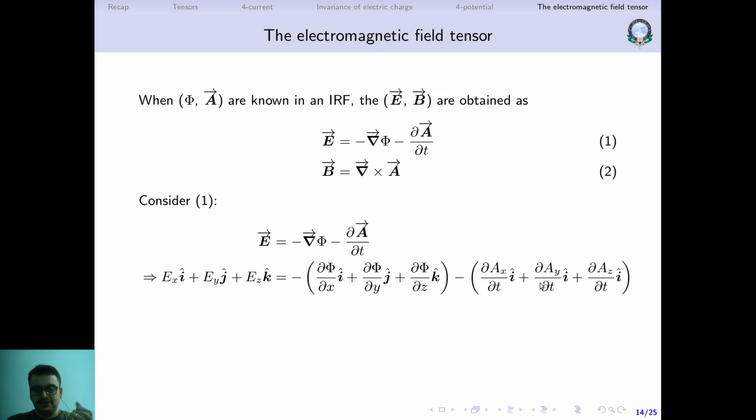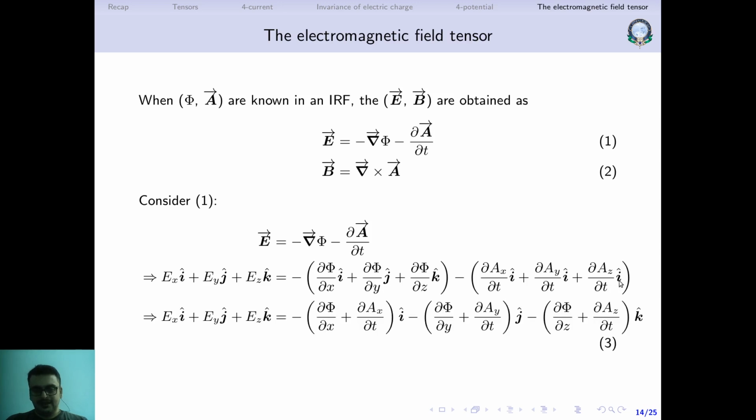So dou Ax by dou t i cap plus dou Ay by dou t j cap, and dou Az by dou t k cap. Please read this as j cap and this as k cap. This was a mistake; this is what happens when you copy and paste in LaTeX. So I combine the i cap terms, j cap terms and k cap terms. This term and this term we combine together, and likewise the other pairs, and write it like this.